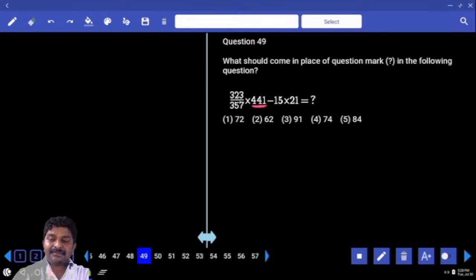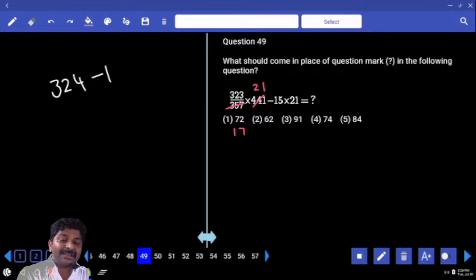441. When you see this number, what comes to your mind? 21 squared. 21 gets cancelled with the denominator 21 17 times. Is that okay? What is the numerator? 323. Can I write 323 as 324 minus 1? What is this? 18 squared minus 1 squared, which is in the a squared minus b squared format.